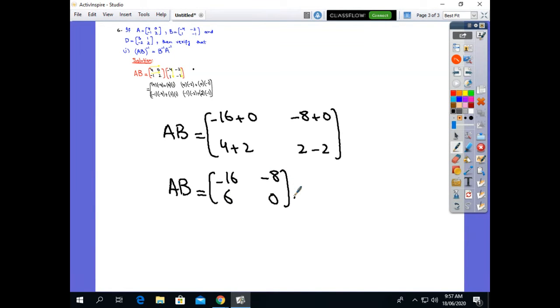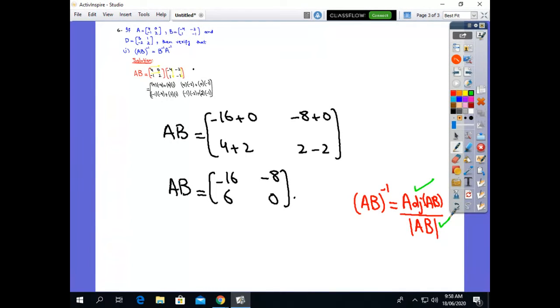We are to find the left hand side, which is (AB) whole inverse, which is equal to adjoint of AB divided by determinant of AB. Here we find the product AB. Now we find these two things: the first is adjoint of AB and the second is determinant of AB. Then we have (AB) whole inverse.